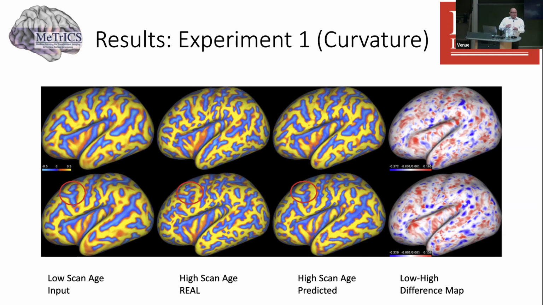And there tends to be loads of changes in topology. One long sulcus might split into two. And what's quite nice is that the model predicted that in the red circles. You can see that there's a change in topology. It's split into two, and we correctly predicted that, which is quite nice.